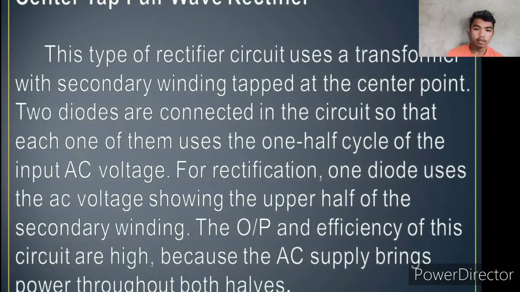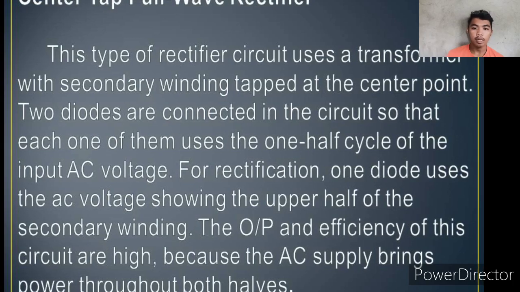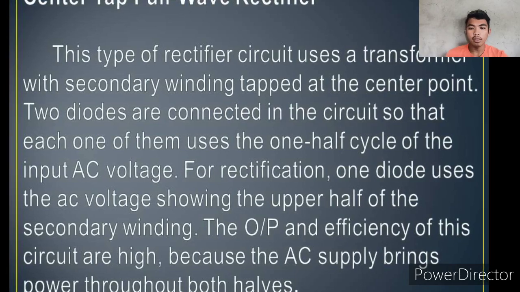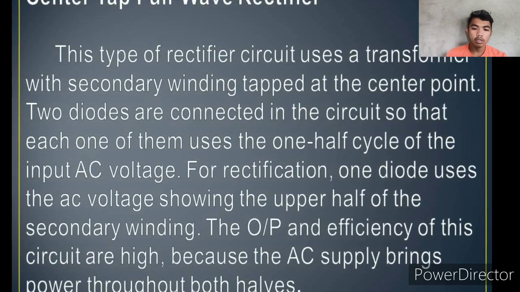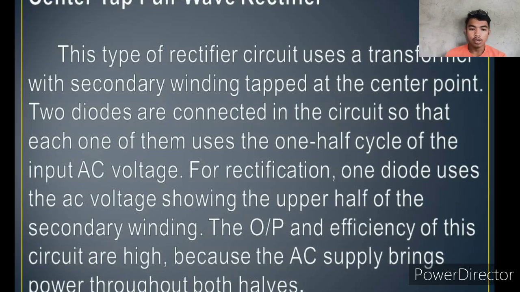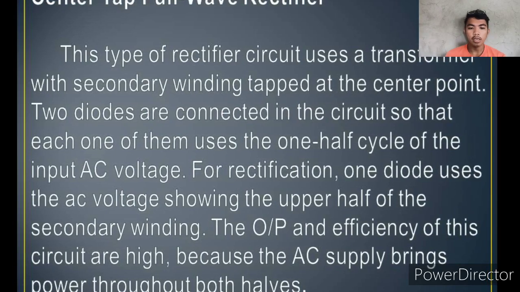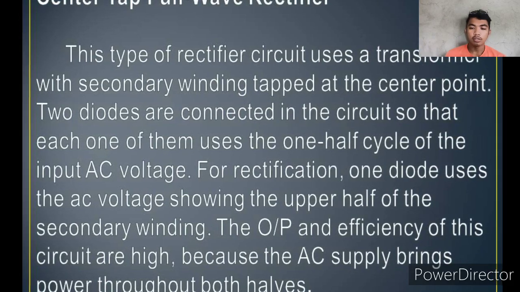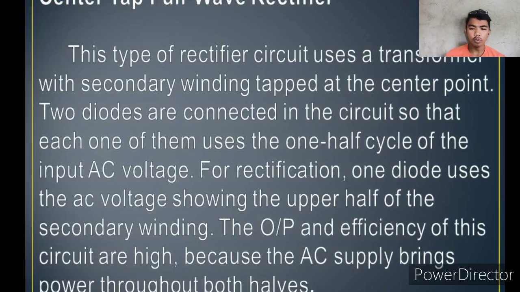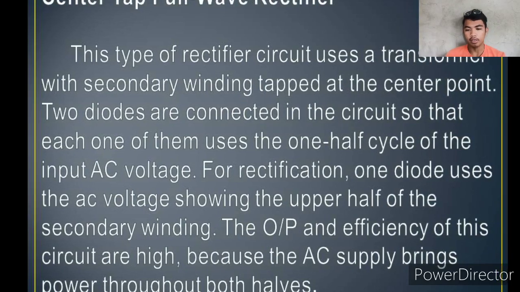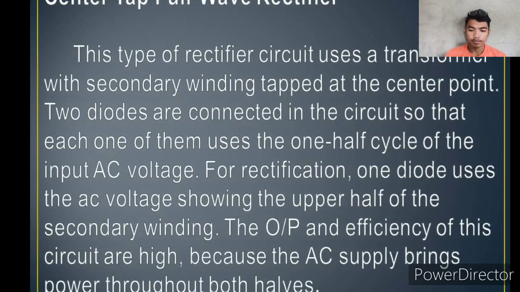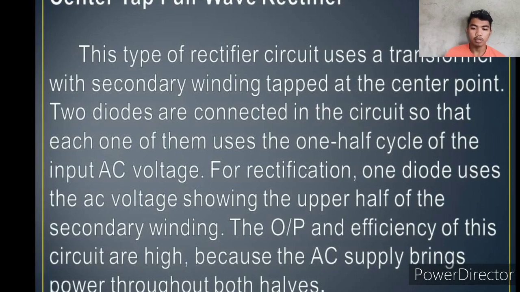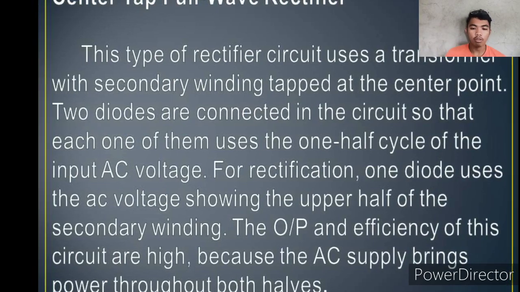The next is the center tap full wave rectifier. This type of rectifier circuit uses a transformer with the secondary winding tapped at the center point. Two diodes are connected in the circuit so that each one of them uses one half cycle of the AC voltage. For rectification, one diode uses the AC voltage showing the upper half of the secondary winding. The efficiency of this circuit is high because the AC supply brings power throughout both halves.